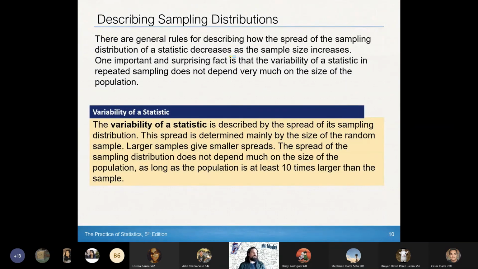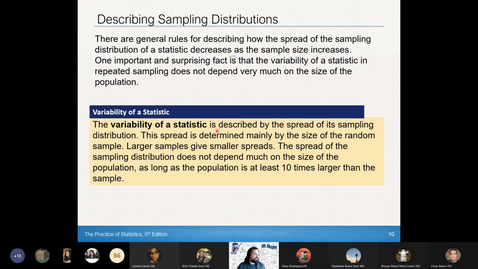So there are general rules for describing how the spread of the sampling distribution of a statistic decreases as the sample size increases. One important and surprising fact is that the variability of a statistic in repeated sampling does not depend very much on the size of the population. All right. So the size of the population doesn't matter as much as the size of the sample. Having a larger sample typically will result in a smaller variability.